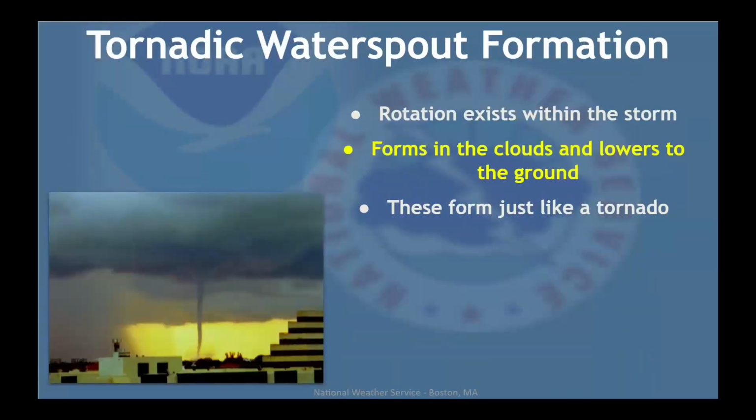All right, so that's all about the fair weather waterspouts. On the other hand, we have the tornadic waterspouts. So again, with these, rotation already exists within the storm. It doesn't have to start due to that boundary layer at the surface, from the surface of the water to the air right above it. So these form in the clouds and they lower to the ground, just like a tornado does.